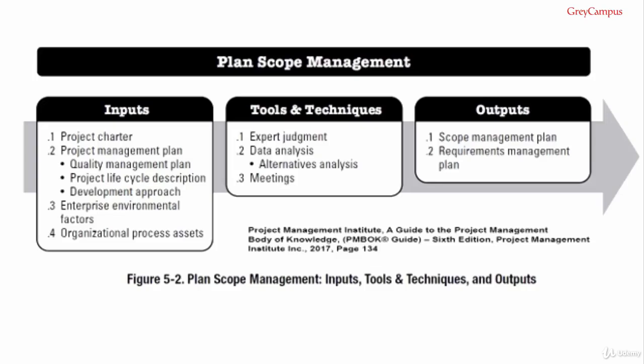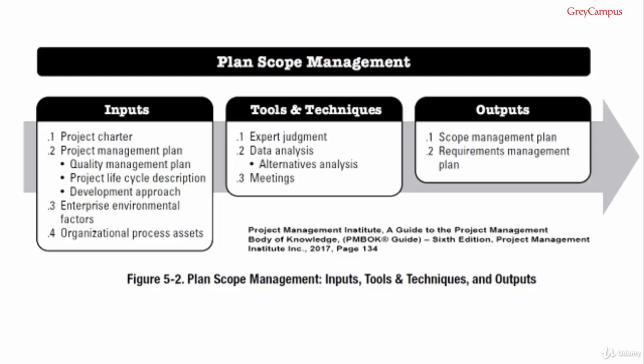Now we come to the outputs, and it should be no surprise that the first output of plan scope management is the scope management plan. Earlier I mentioned that the project management plan is a collection of the sub-plans and the baselines and the life cycle, which describe how the project will be executed, monitored, controlled and closed. And so the scope management plan will become a component of the project management plan.